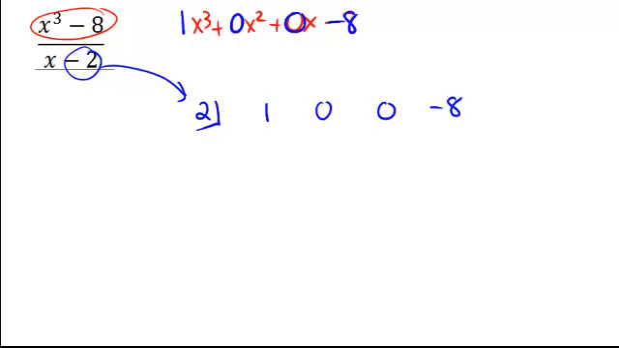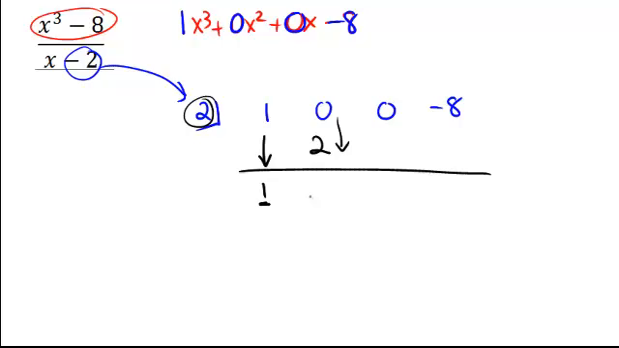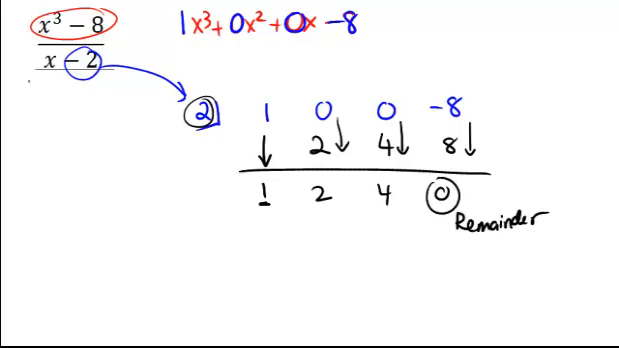Then for synthetic division, what you do is you put a line, you bring your first term down, so bring 1 down, and you always multiply this 1 with this term here. So 1 times 2 is 2. You always add these two terms. 0 plus 2 is 2. 2 times 2 is 4. 0 plus 4 is 4. 4 times 2 is 8. Negative 8 plus 8 is 0. So this had a 0 remainder, which means this is a factor.